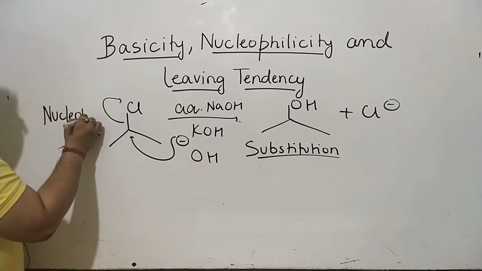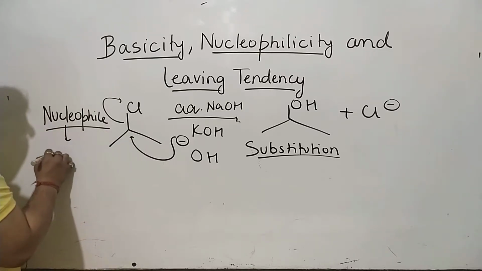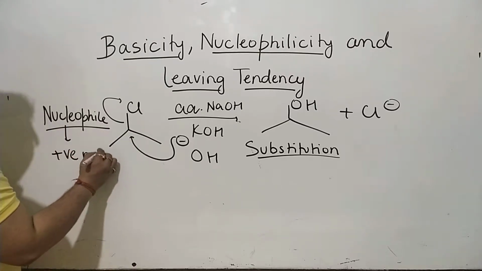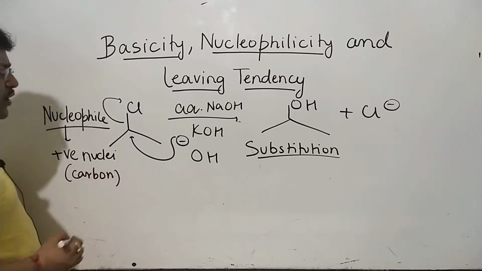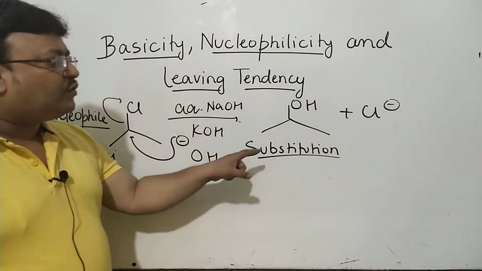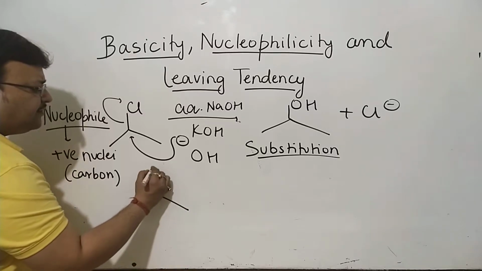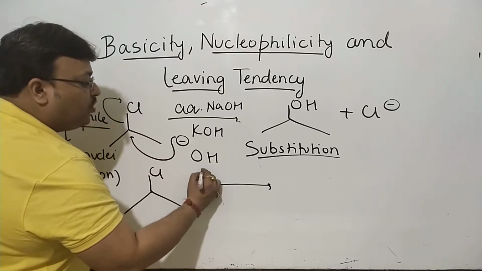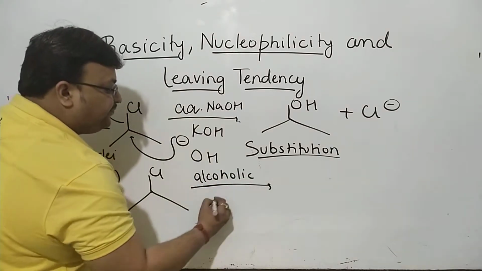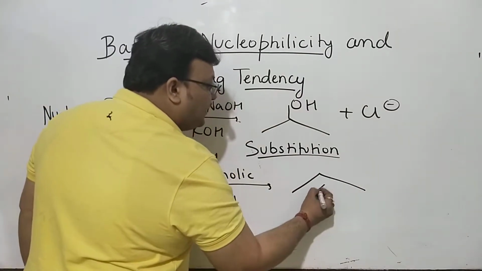And a nucleophile is going to attack a positive nucleus, generally carbon. So this is where OH minus acting as a nucleophile carries out substitution. A very similar reaction is when the same halide with the same species, now this time in alcoholic KOH or NaOH, will give you an alkene.